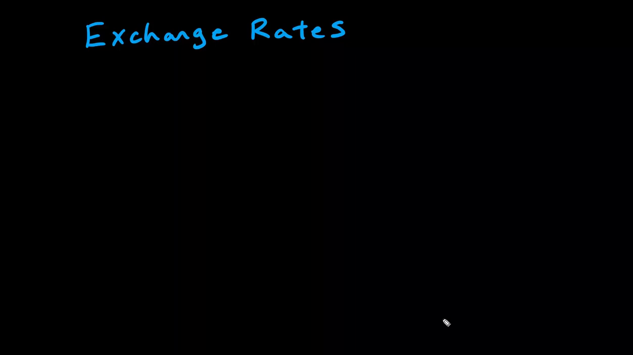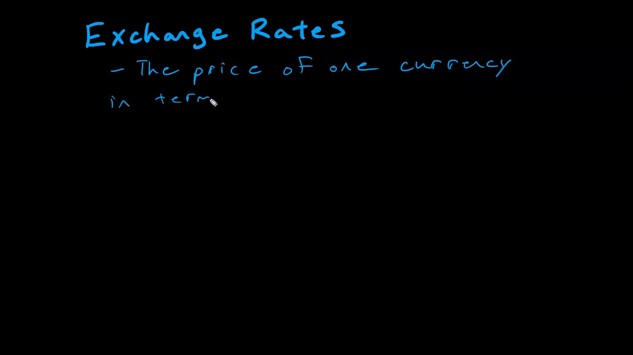In this video, as you can probably tell by what's already written up here, we are going to be looking at exchange rates. An exchange rate is the price of one currency in terms of another. So how much does it cost, in terms of one currency, to buy one unit of another currency?